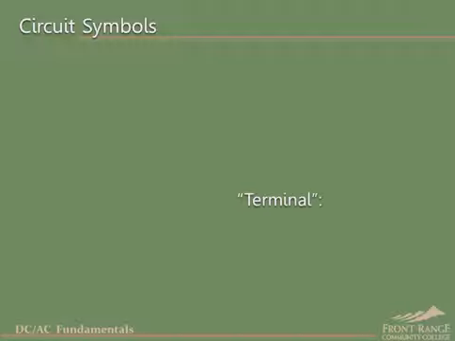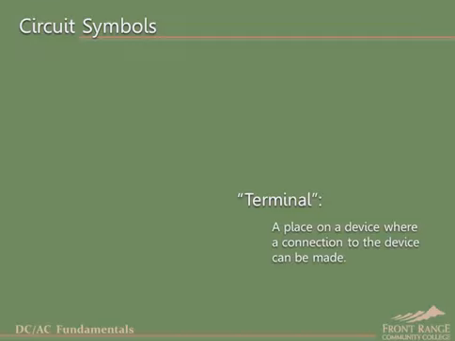A terminal is a place on a device where a connection can be made to either a conductor or another component. Terminals may be in the form of a screw post, a protruding wire that has been connected to the device by the manufacturer, or some other type. Most of the components we will study in the DC portion of this course have 2 terminals. Later, we will introduce devices with 3 or even more terminals.